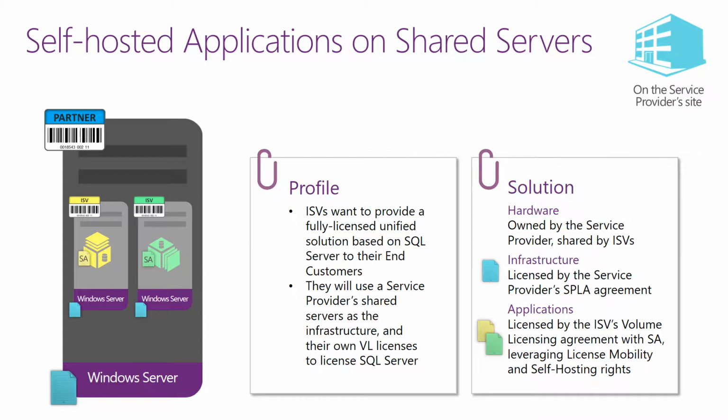We can see the service provider's infrastructure, which is licensed through SPLA, and then we can see that the yellow and the green organisations have licensed applications running on that shared hardware with their volume licensing licenses with software assurance. But the applications look different, so what's going on here? Well, this shows that the organisations have developed a solution around the Microsoft software.